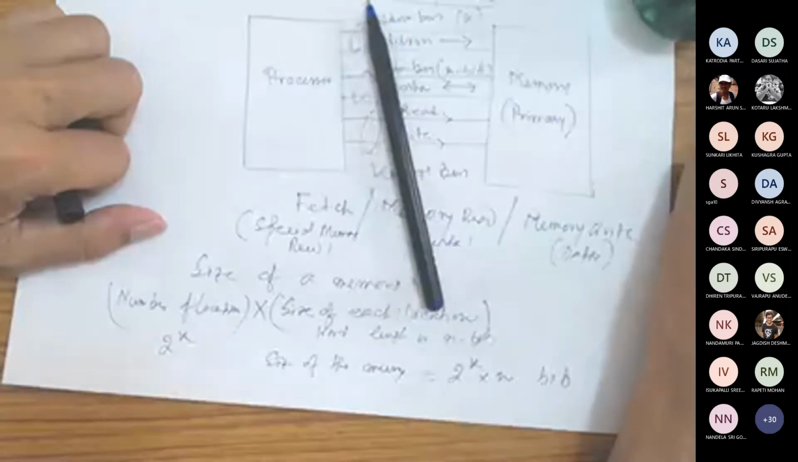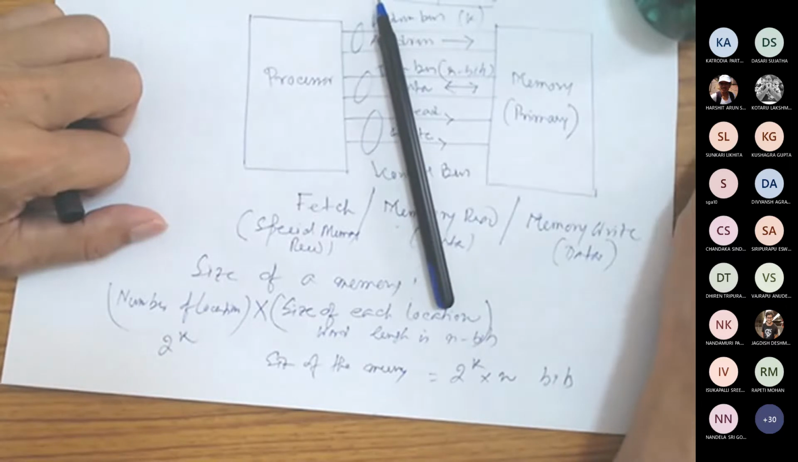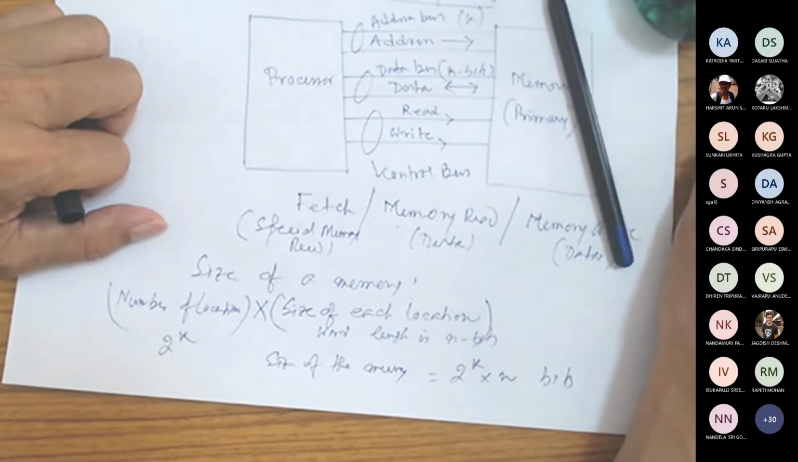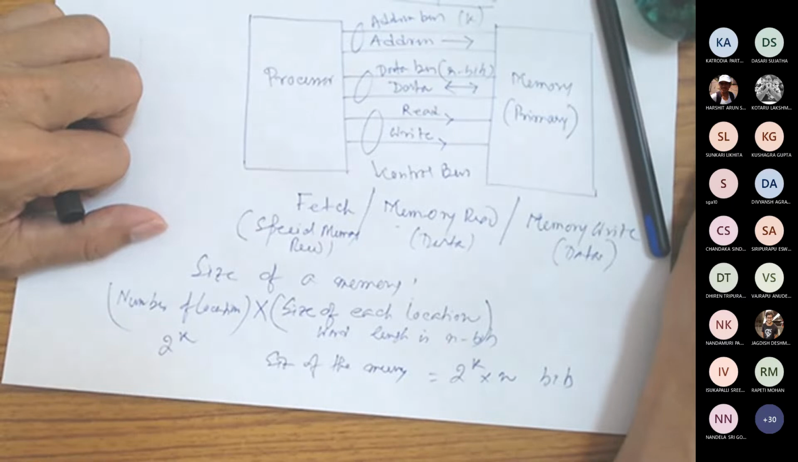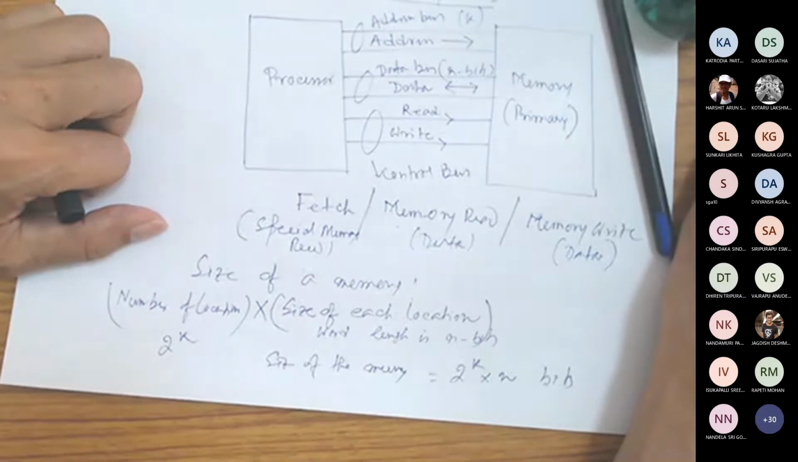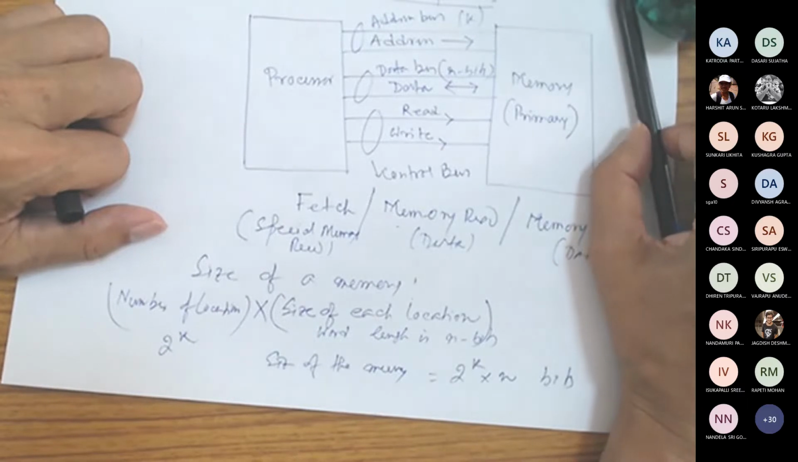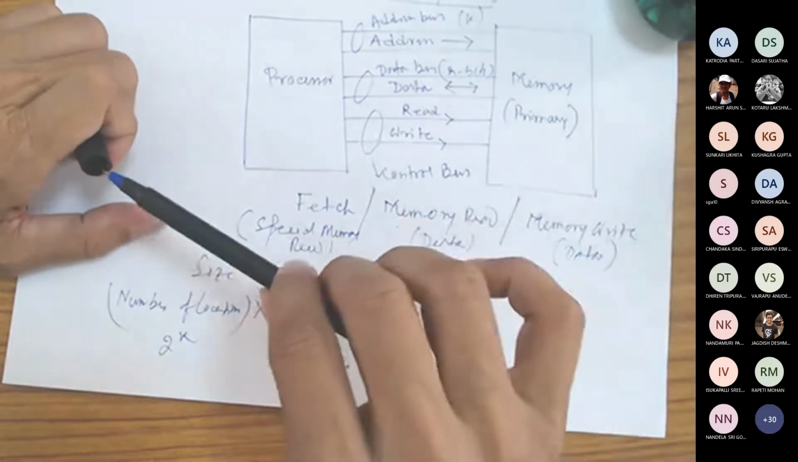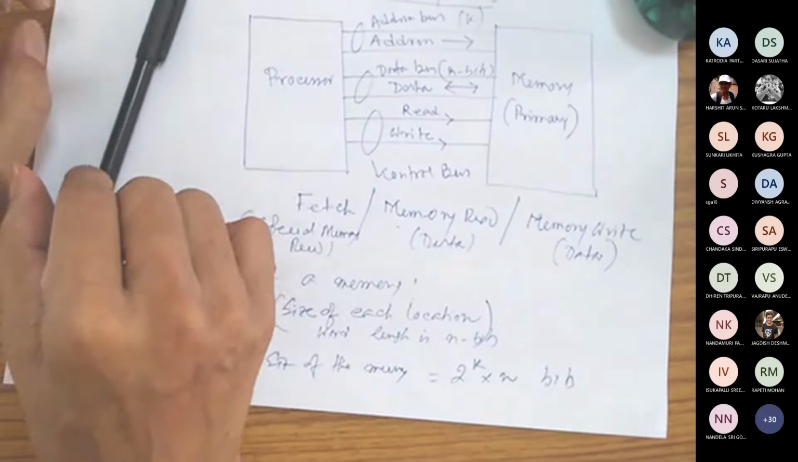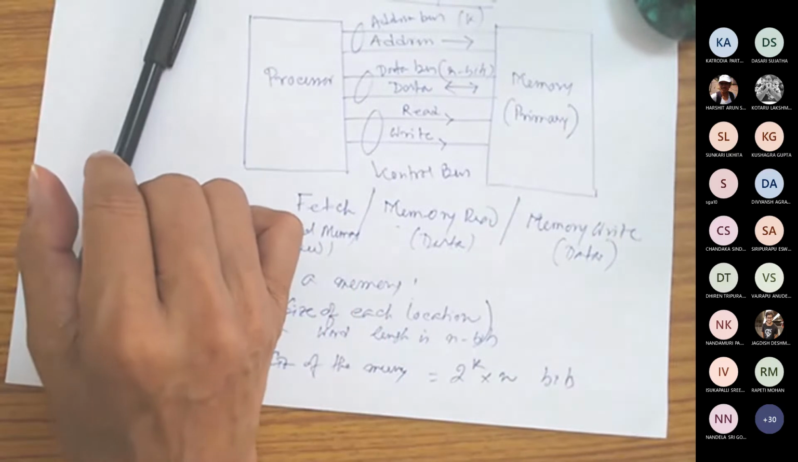Can someone tell me what can be the reason? Any idea why we can't use the same set of circuits for designing memory that are used in processor designing? Registers are used, right? Yes, registers are used.